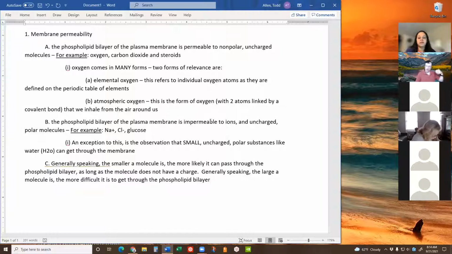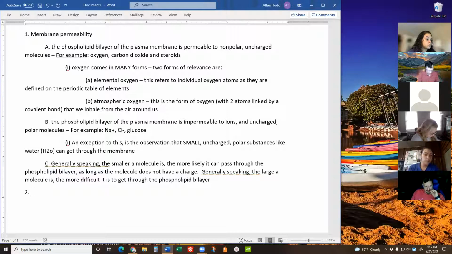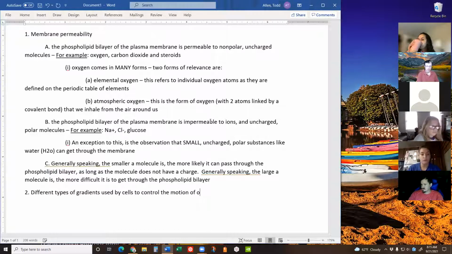Also, if you're going to talk about membrane permeability, you have to be aware of the use of gradients. Okay, a gradient is an area where you have a lot of something and another area where you have little of something. It's an imbalance. Okay, so we need to talk a little bit about gradients. You notice gradients is talked about on page 68 of your textbook. Different types of gradients used by cells to control the motion of cargo.